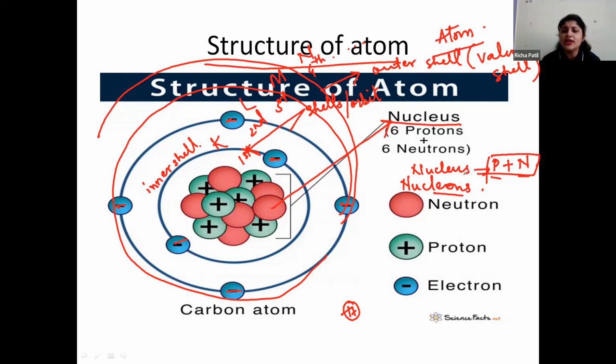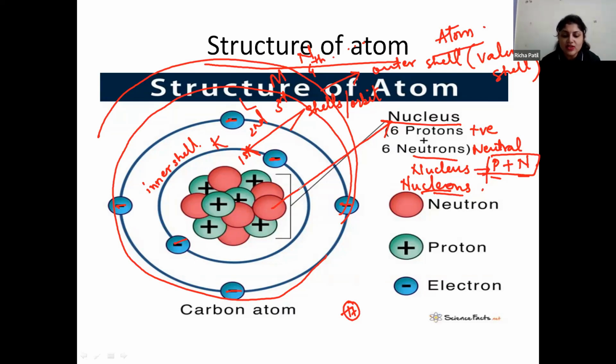Okay, so what are the charges now? A proton has a positive charge, and a neutron has a neutral charge. What do you mean by neutral charge? Not positive, not negative; it has a zero charge. So the nucleus consists of protons and neutrons. Protons have a positive charge, neutrons a neutral charge. Protons and neutrons together are called nucleons.